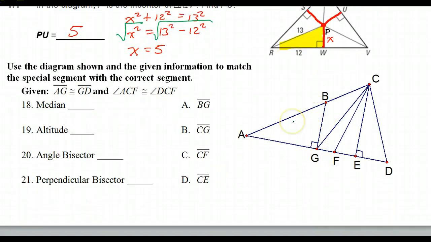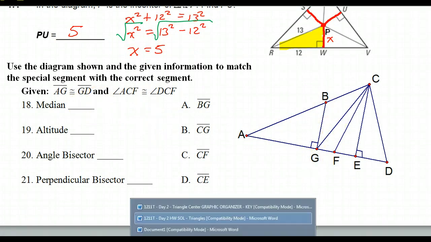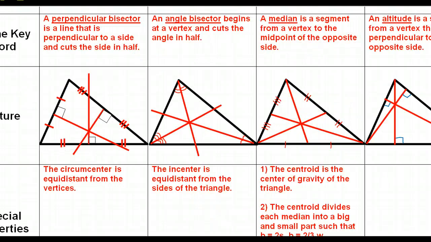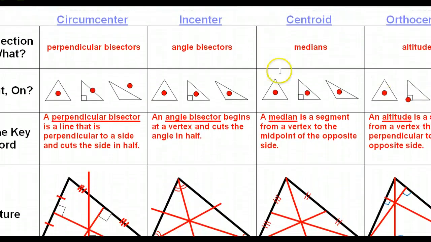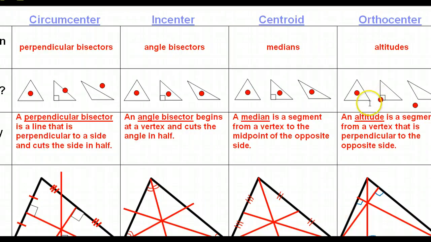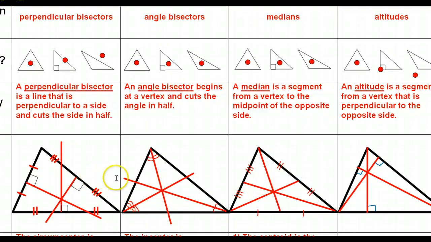Okay, last but not least, all of these special segments that make the triangle centers, all of these special words, like perpendicular bisectors, angle bisectors, medians, altitudes, you need to know what they are and what they look like. So just really quickly, remember that perpendicular bisectors are perpendicular to a side and cut the side in half. Angle bisectors start at a vertex and cut the angle in half. A median starts from a vertex and goes to the midpoint of the opposite side. You can see the pictures of these things as we go.